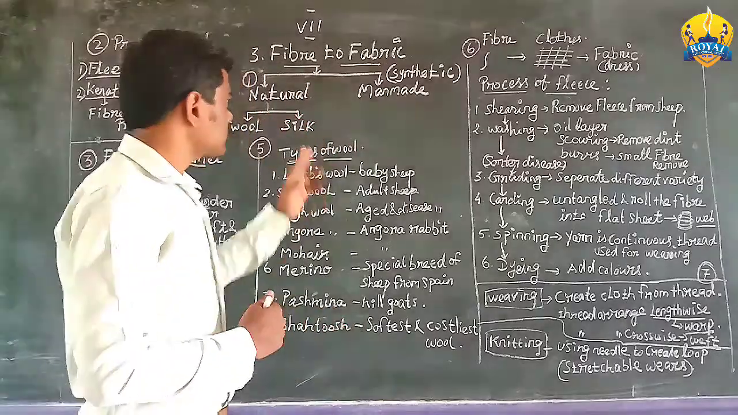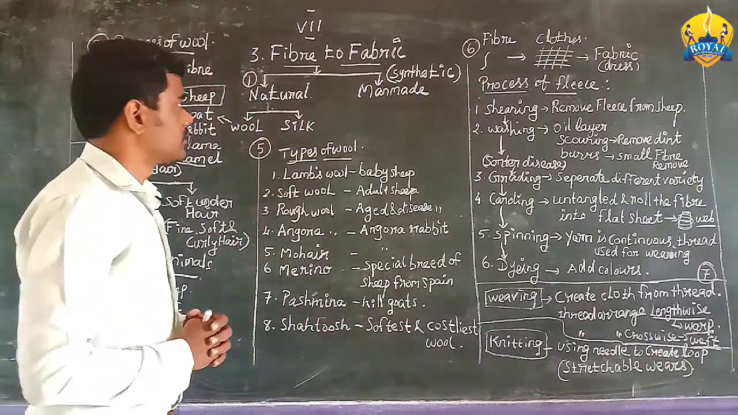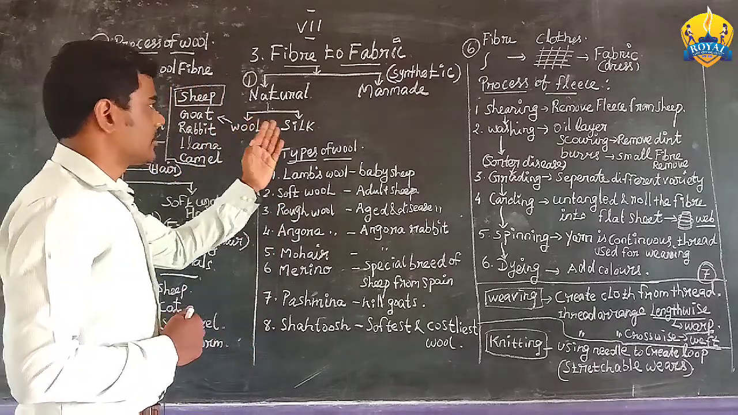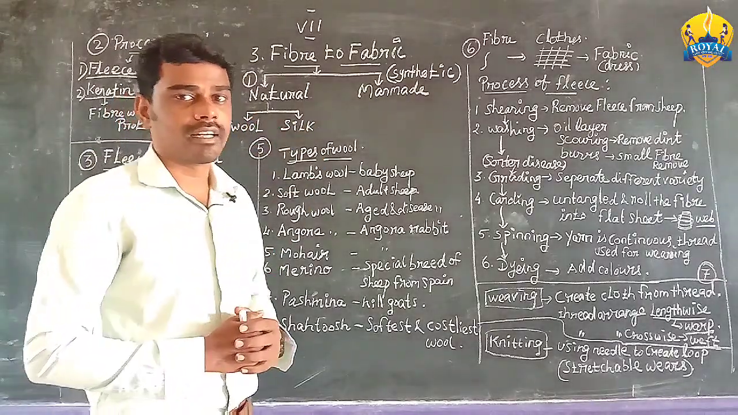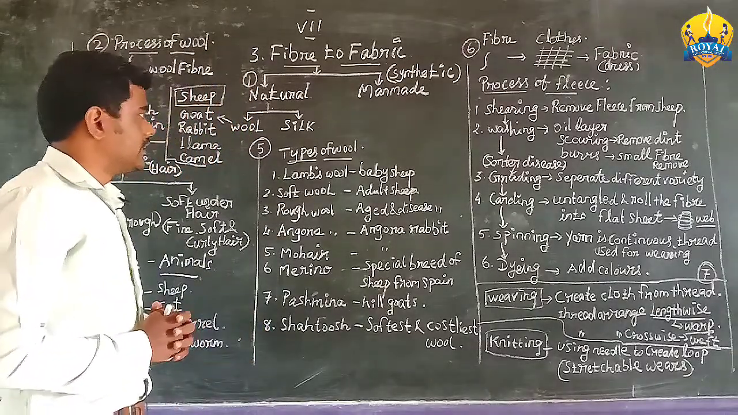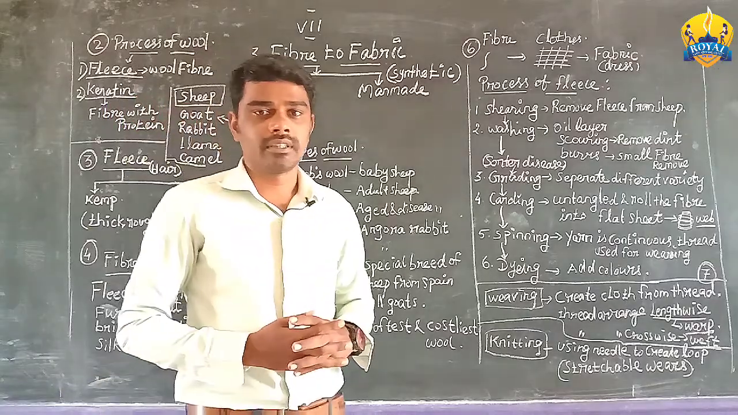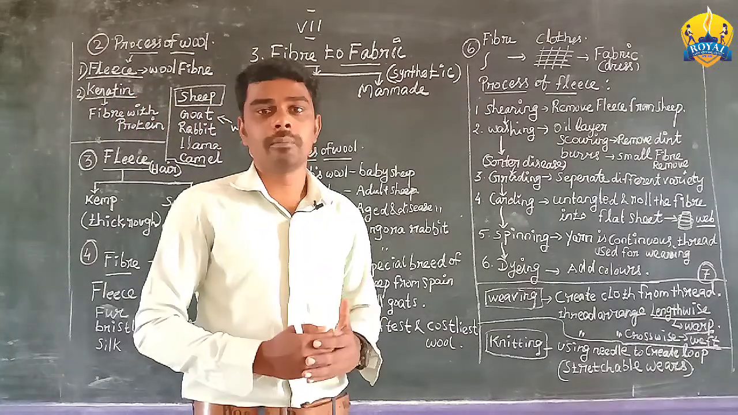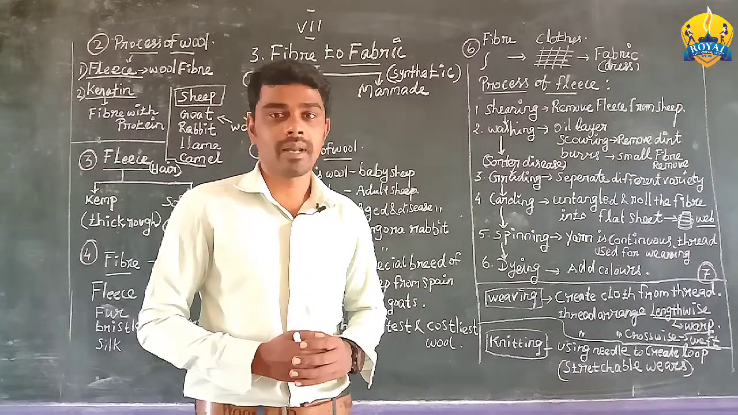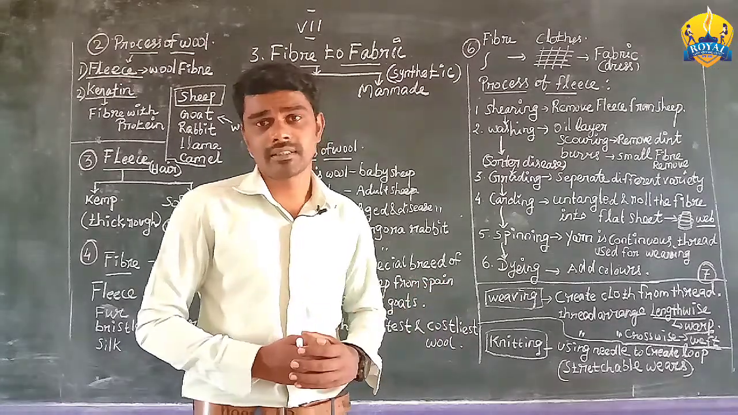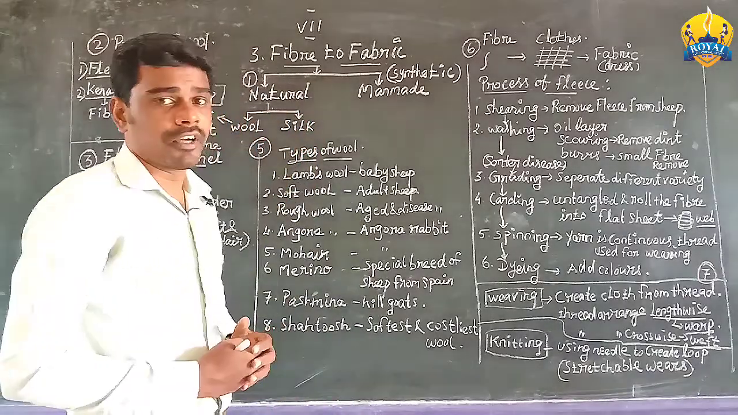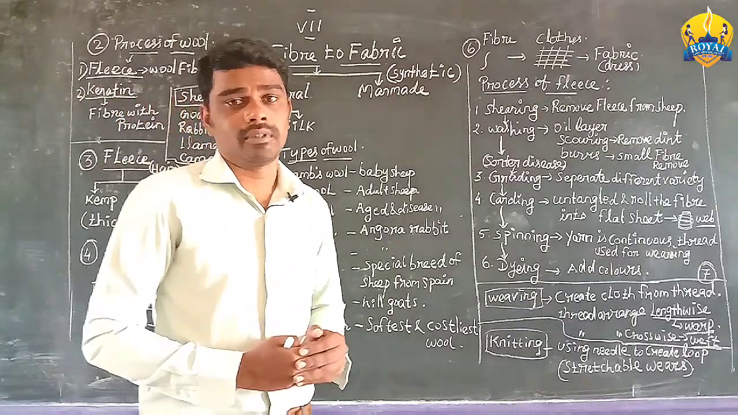Okay, now fiber to fabric. The fiber is basically two types, that is natural fiber and man-made fiber. Natural fiber, which is obtained from where? Natural resources like plants and animals and other organisms like that. From that we obtain that fiber, that is known as natural fibers, a natural phenomenon.